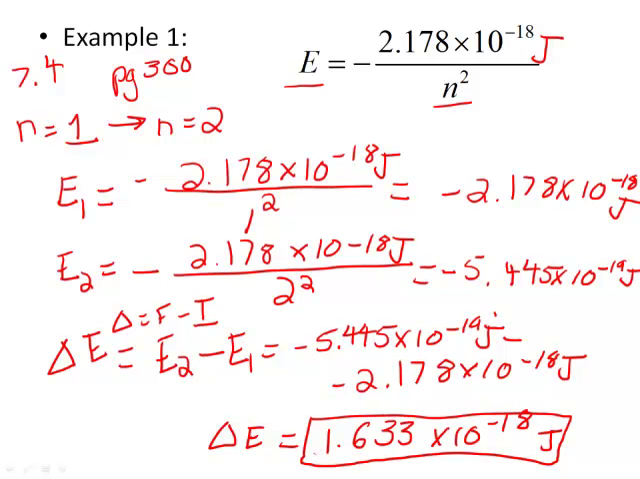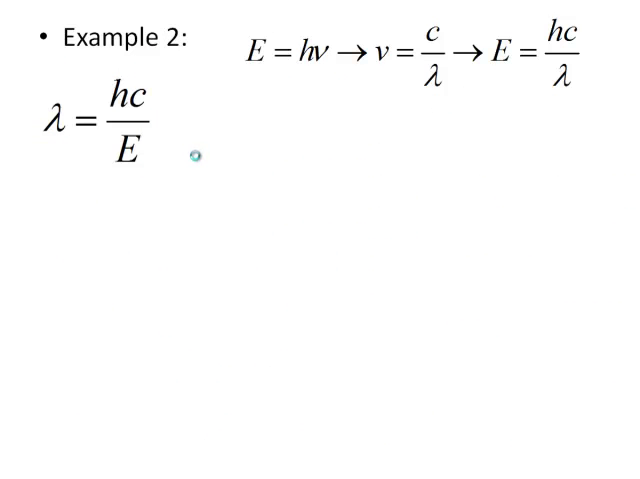Then the question goes on to ask me in the next sentence, let's go to the next slide here. It asks me to also calculate the wavelength of light that must be absorbed by the hydrogen atom in its ground state to reach this excited state. So I need to figure out the wavelength of light. I know the energy of that light, but I need to know the wavelength. So I remember I have my equations here.